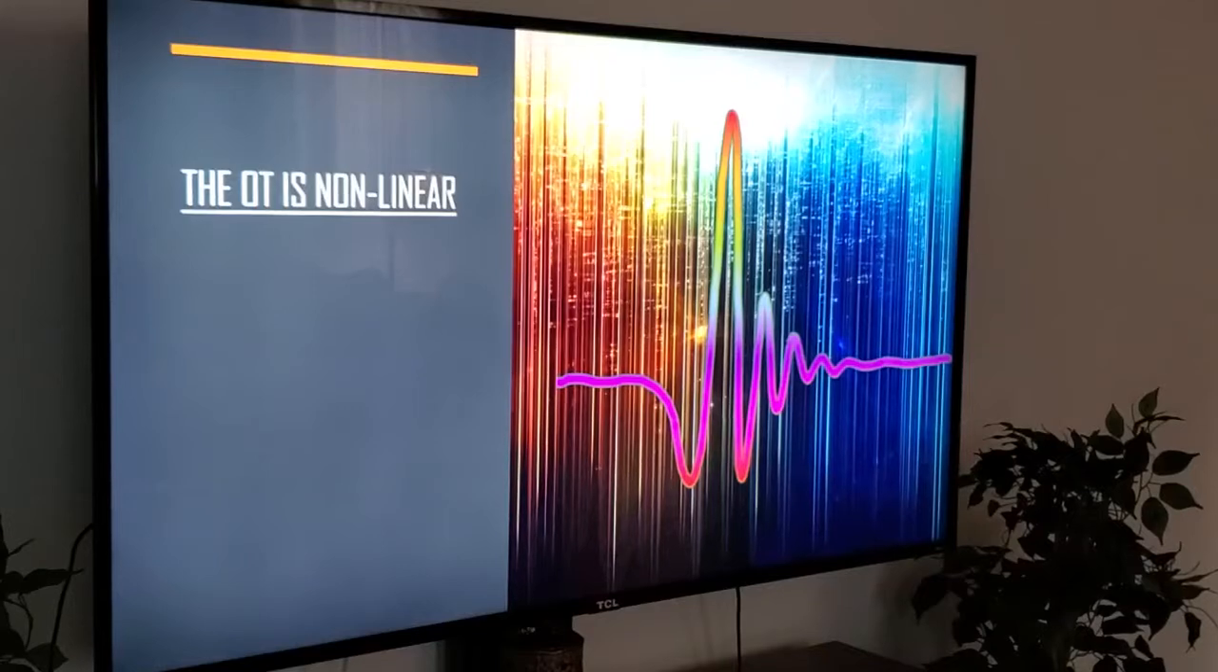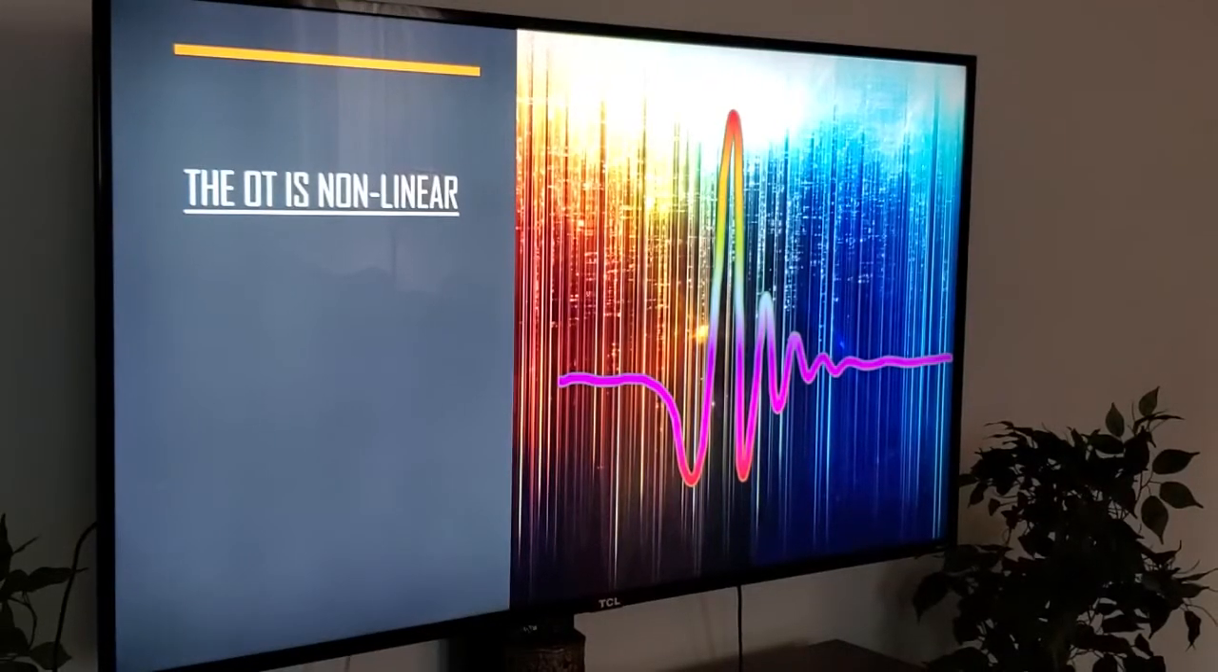So the Old Testament is non-linear. It means it's not a straight line. Non-linear is like a curve. Linear, if any mathematicians are here, is just a straight line, like y equals 2x. But if you go y equals x squared, then it's a nice curve. That's actually like a bell.